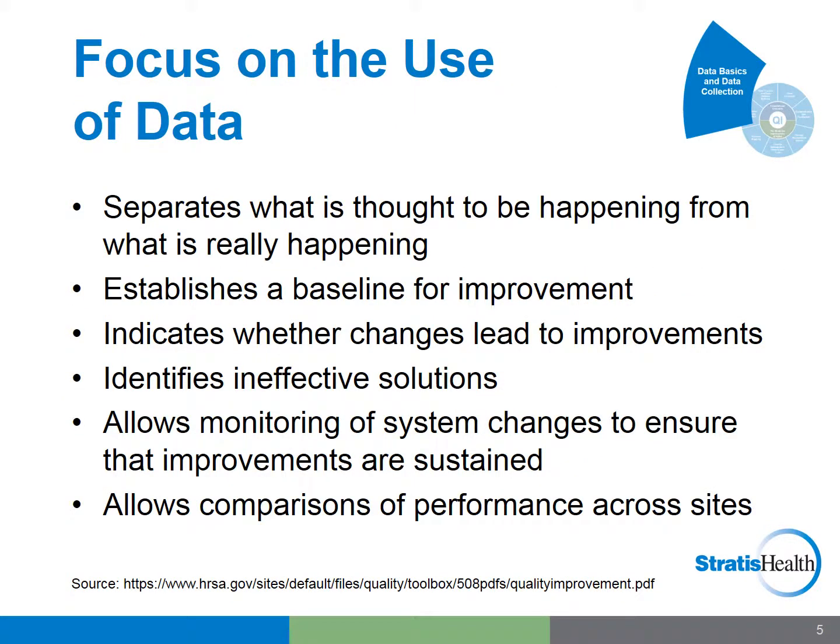Data sheds light and clarifies what otherwise are hunches or guesswork. It separates what is thought to be happening from what is really happening. Data helps us set a baseline from which to measure the changes we are applying to our processes and is the indicator for whether our changes have led to improvements. Sometimes in our efforts to make improvements, the outcomes lead to negative impact or unanticipated results, and the data will provide transparency into these ineffective solutions we have attempted.